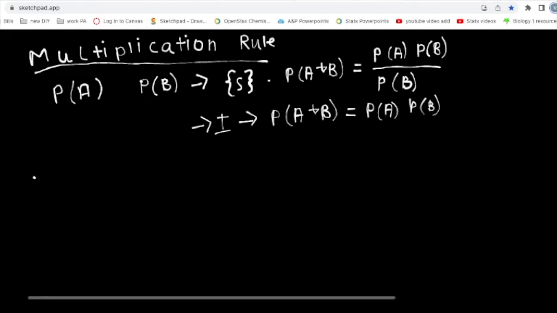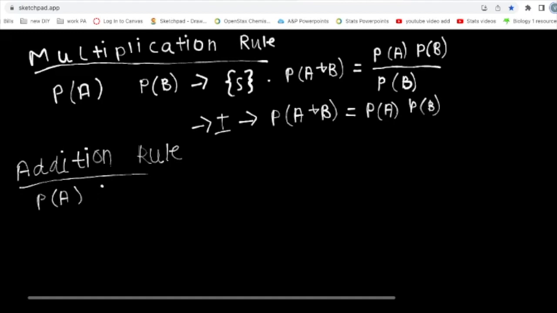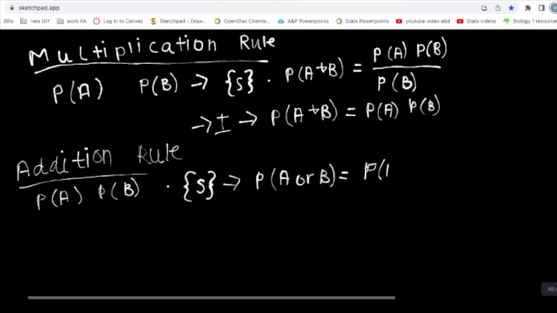Alright, next we're going to go over the addition rule, which states if you are given the probability of A and the probability of B, and they are defined by a sample space, then you can calculate their probabilities if you're trying to find the probability of A or B happening by taking the probability of A plus the probability of B divided by the probability of A and B, which we talked a little bit about yesterday.